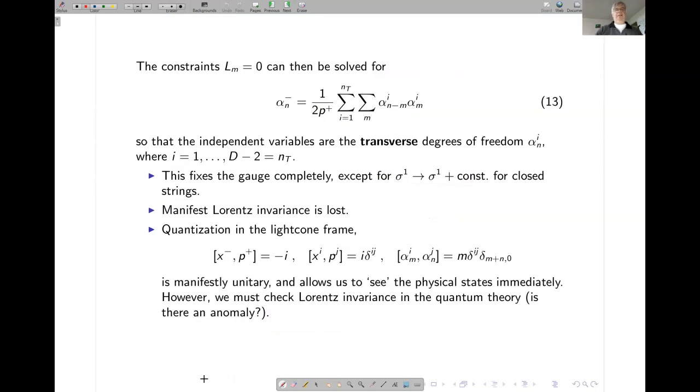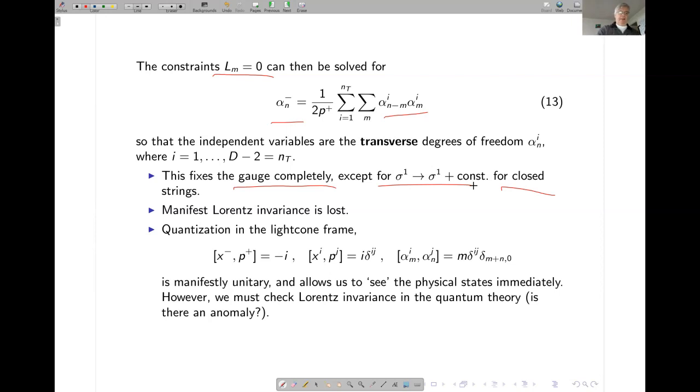And what we can do then in this gauge is solve explicitly, before quantizing, all our constraints L_m equals 0. This gives us enough to compute the alpha minuses in terms of the transverse oscillators. So each alpha minus is now not an independent object, but an infinite quadratic sum in transverse oscillators. And these are then truly independent physical degrees of freedom. The gauge is fixed completely, except that for a closed string we can still shift sigma 1 by a constant, but this just means that on a closed string there's no preferred origin.